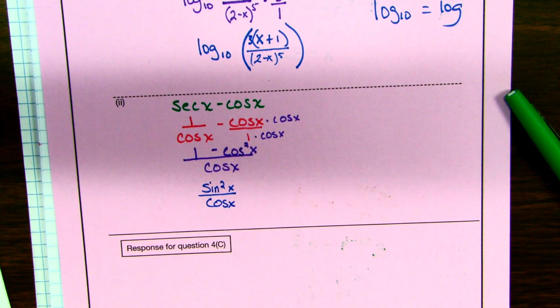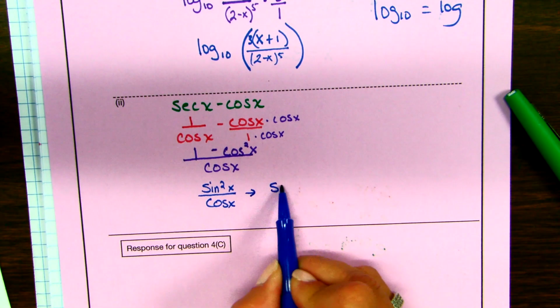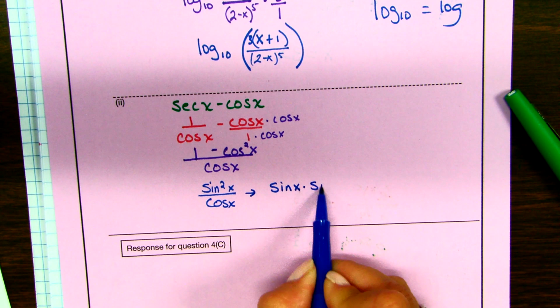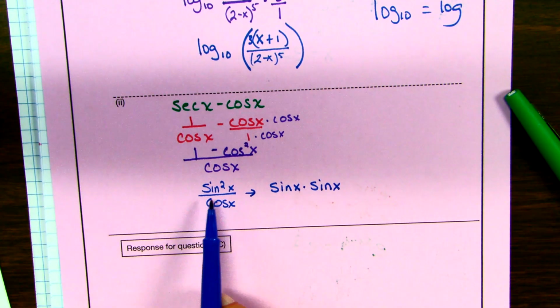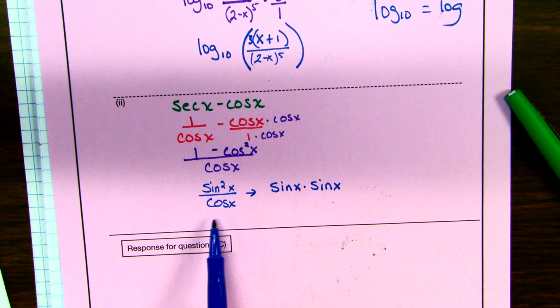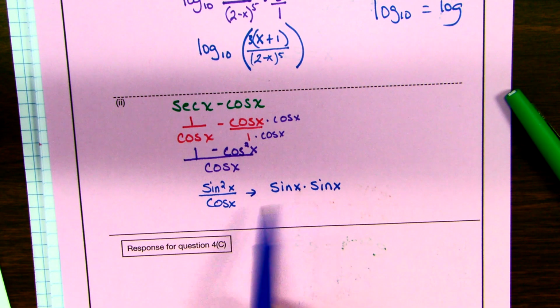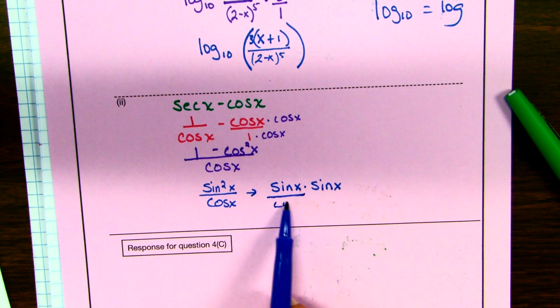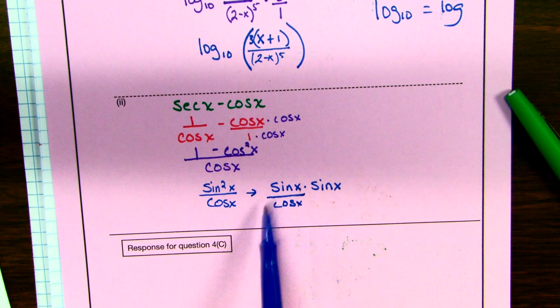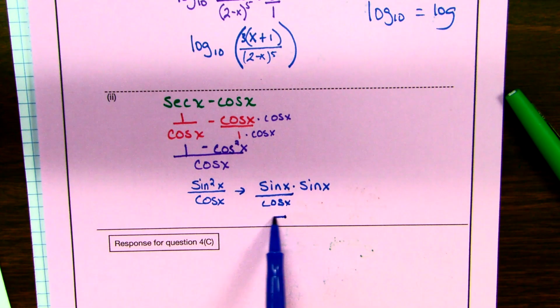Okay. I'm still not at sine and tan. I can rewrite that numerator as two sines, right? Sine squared is sine times sine. And I can put cosine under one of them, but not both. Remember, whenever you're not sure, check it going backwards.